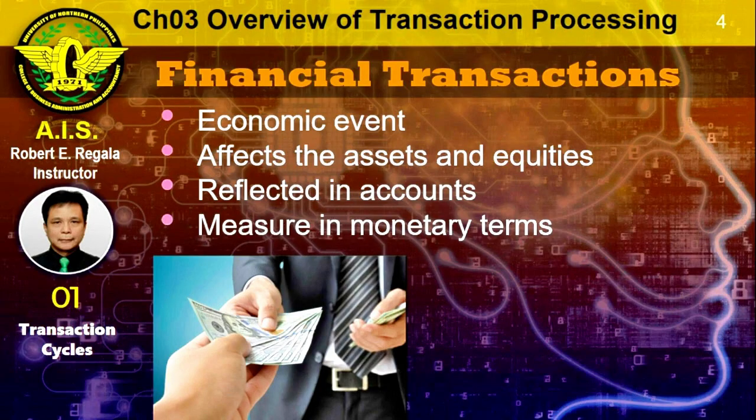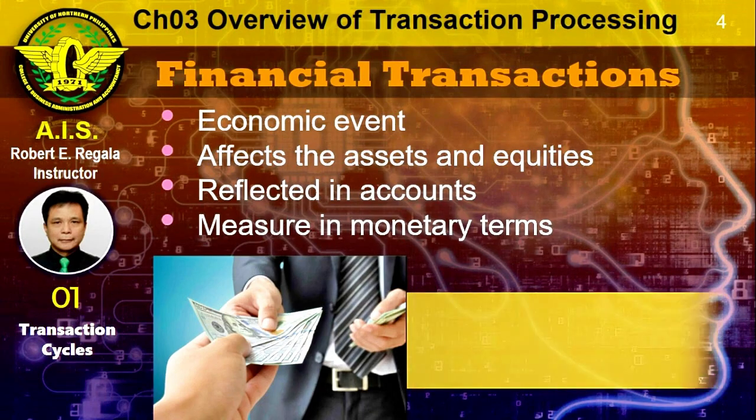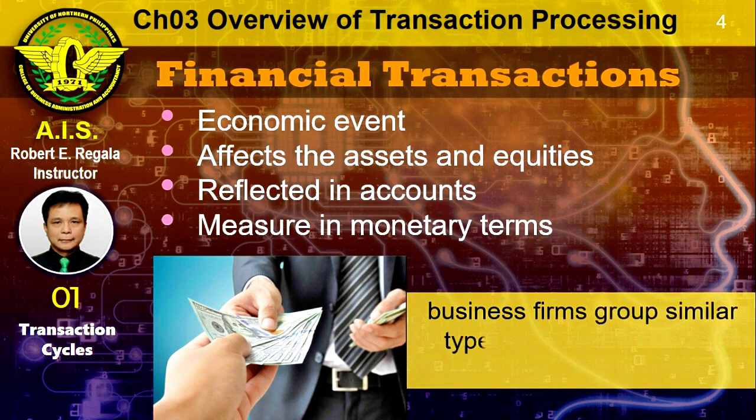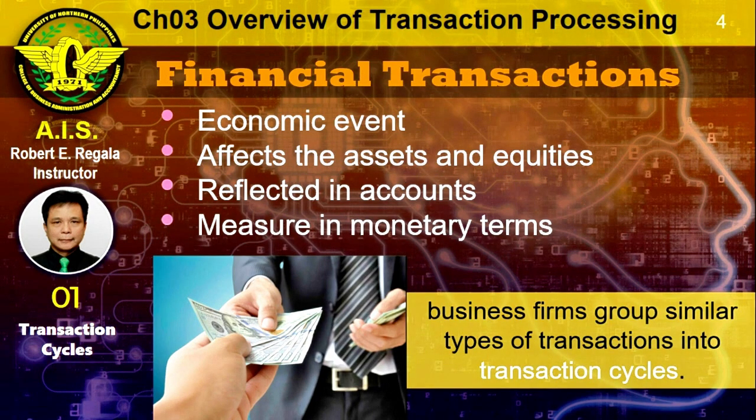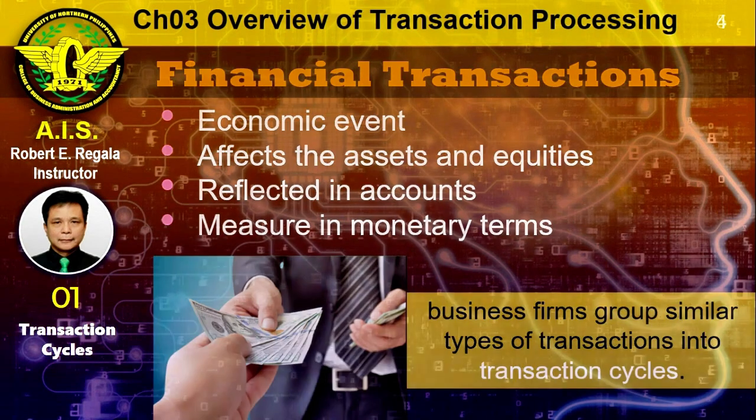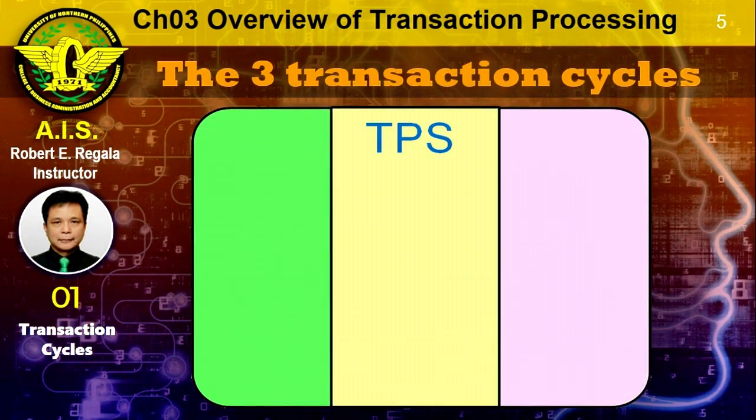Financial transactions are common business events that occur very regularly. For instance, thousands of transactions of a particular type, such as sales to customers, may occur daily. To deal efficiently with such volume, business firms group similar types of transactions into transaction cycles. All the financial transactions processed by the TPS fall under one of the three transaction cycles: the revenue cycle, the expenditure cycle, or the conversion cycle.